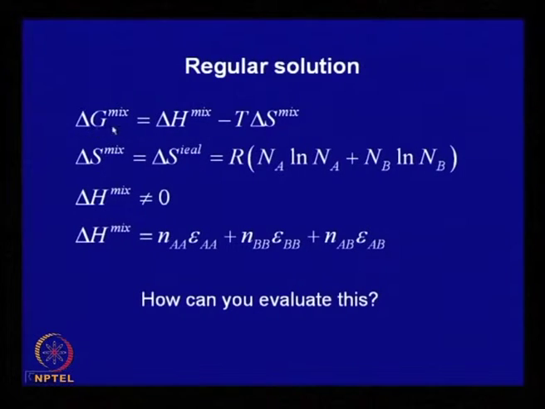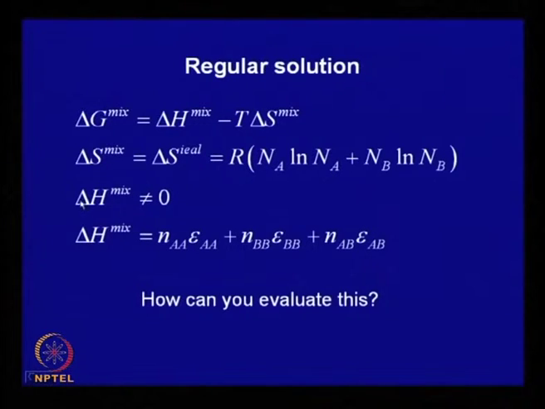This is the general expression for free energy of mixing. You have an enthalpy term, you have an entropy term, T delta S is the entropy. And for a regular solution, the assumption is the entropy of mixing is the same as the entropy of mixing in an ideal solution. There is a mistake here, correct, ideal solution.